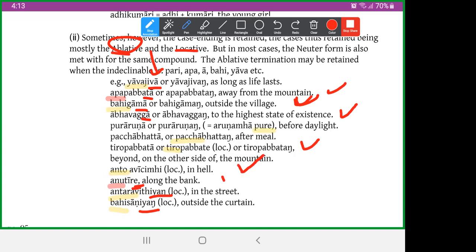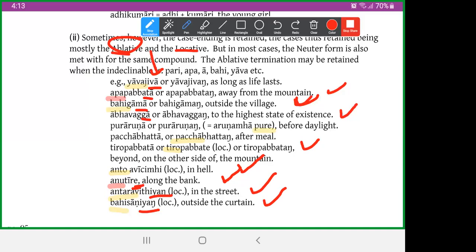Anu tire. Anu is along, so along the bank. So antara witiyam. So this is the place here. So bahi saniyam. All right. So most of the things in abai bawa here are adverbs of place.